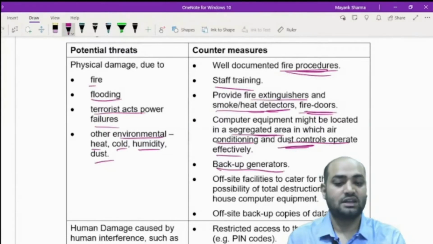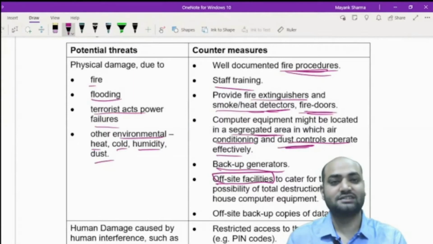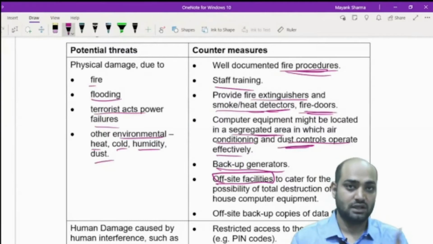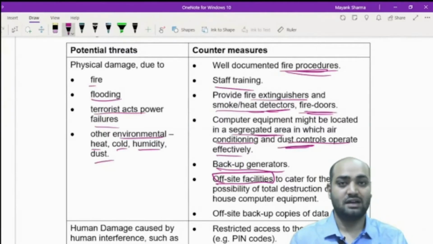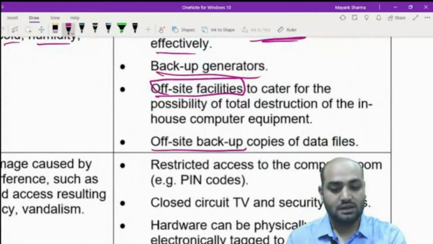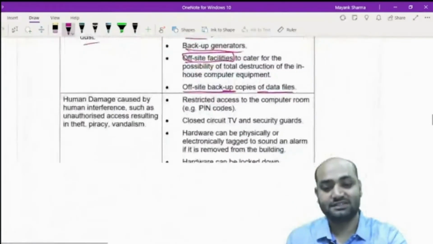Also, backup generators can be used against power failure. Off-site facilities also help. For example, big companies all use off-site facilities. In case my data is placed in a server in Mumbai and Mumbai floods occur, then my data is also safe and my systems can keep running if there's another site maintained, having all the backups and all the things required to run the system somewhere else, maybe at a smaller, safer, higher place, right? So these are known as offsite facilities. Offsite backup copies of data files will safeguard data against physical damage.